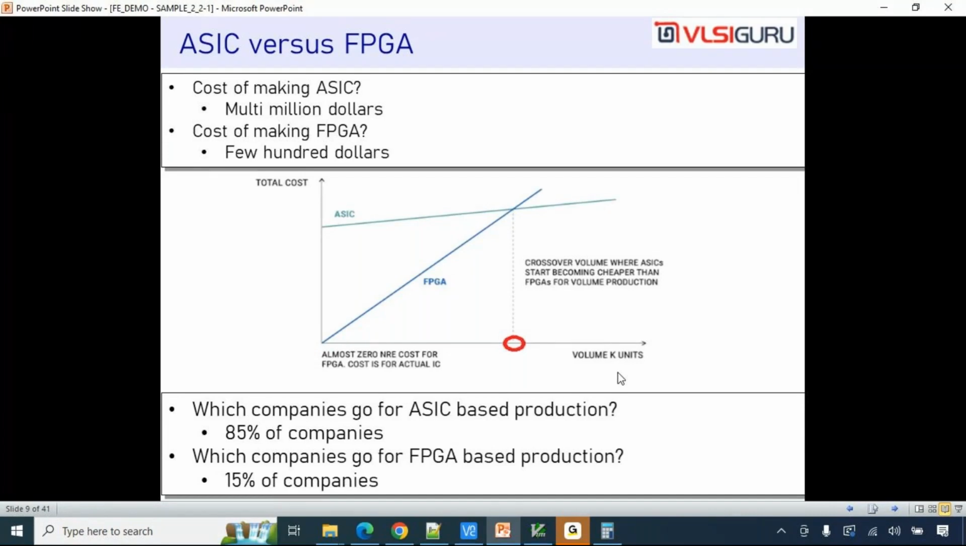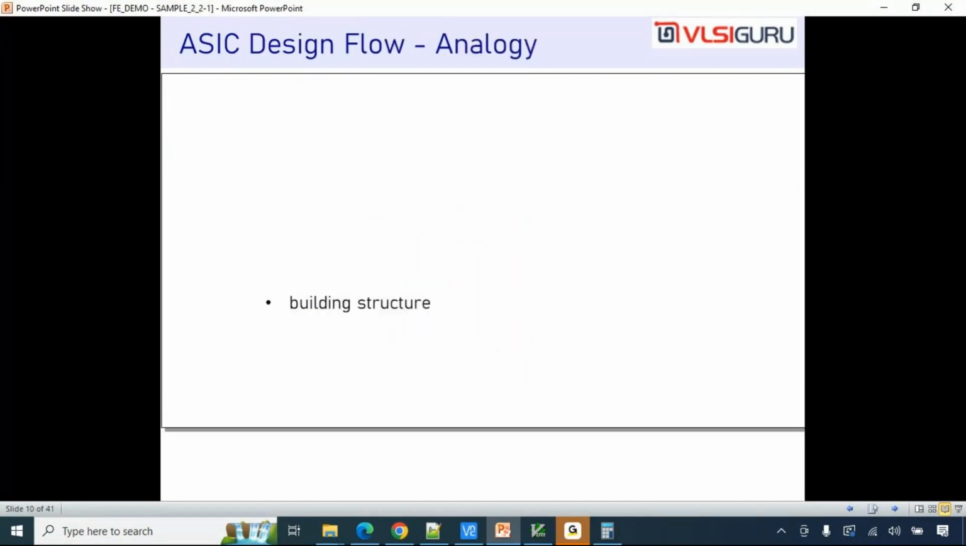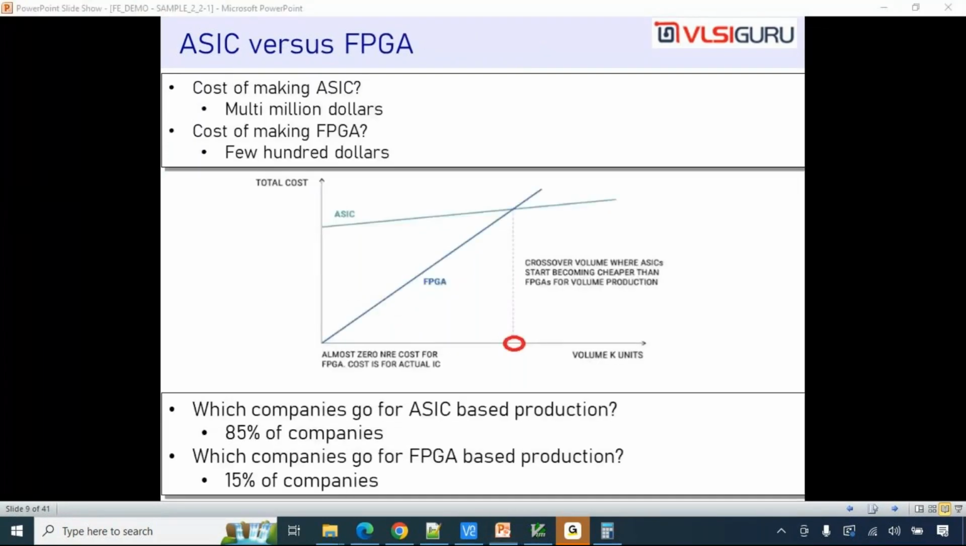FPGA requires only 30% of programming. You just need to learn only Verilog. You don't need to learn SystemVerilog UVM. You should be very good with Verilog. Then for the remaining part, you have to learn the FPGA flow, how to work with the FPGA board and all that.